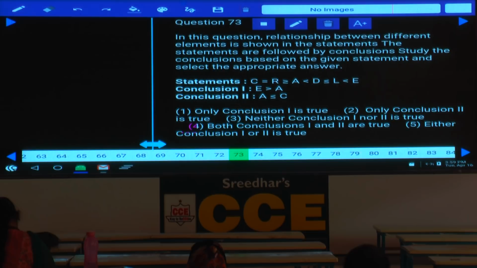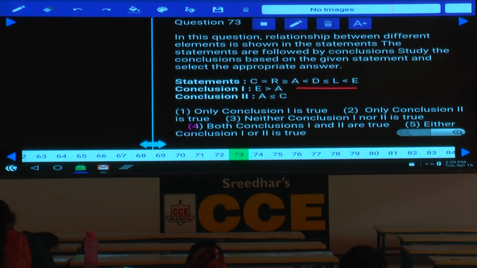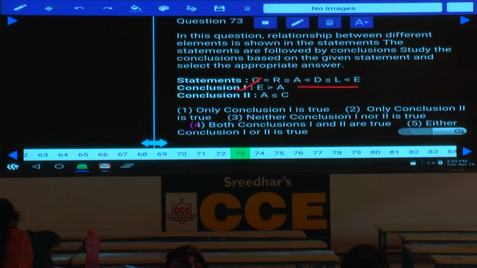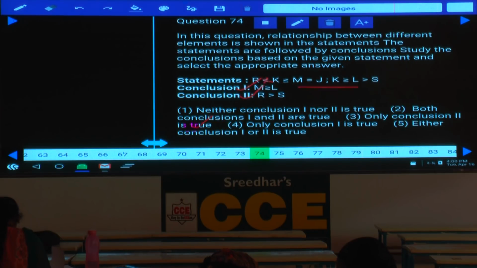Then 73. Now in this 73, the relation between E and A. A is here, E is here, between these two, A and E, A lesser than E, E greater than A is definitely true. Then the second one, A and C. Now between C and E, C greater than or equals to A. That means A lesser than or equals to C is also true. Hence both the conclusions are true. Both 1 and 2, it is given choice 4. 73, choice 4.